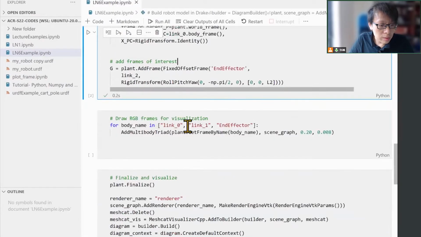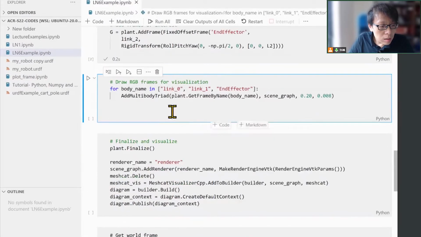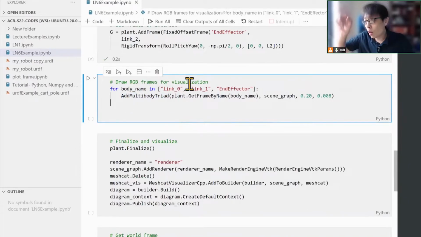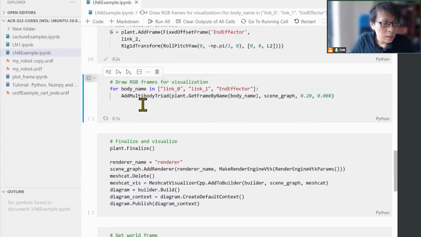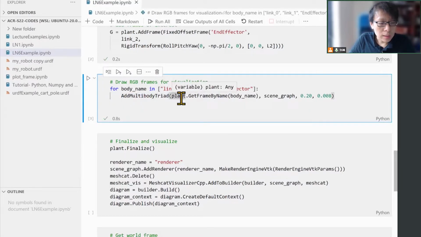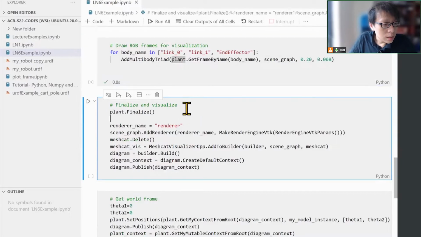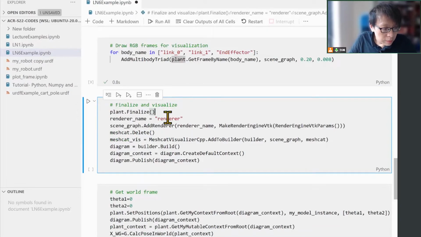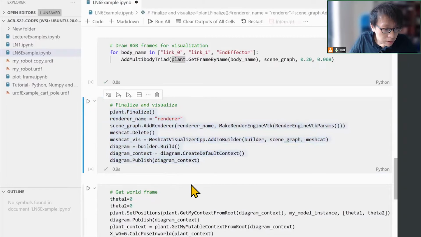Okay, seems everything is okay. So this is a special function in Drake that draws the coordinate system, the X, Y, Z. If you give them frame names, so I add them so that they will display them in the simulator. Okay. So after that, plant finalize means you finish specifying the plant, and there's some other work you need to do, and then you start the simulator.